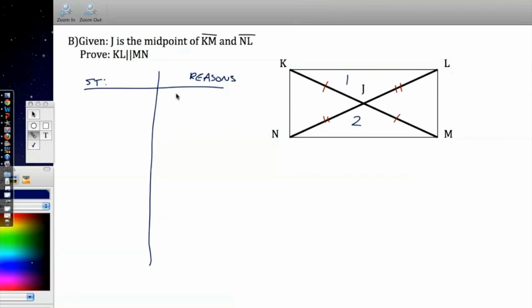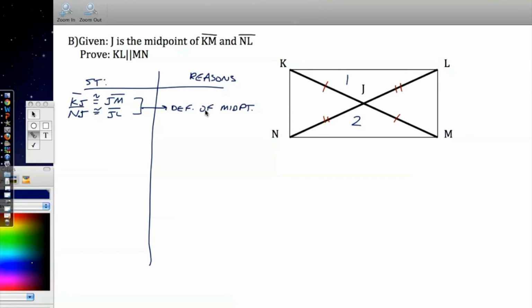First, I am going to try to say that KJ, the segment, is congruent to JM, and also I'm going to say NJ is congruent to JL, and both of these are going to be by the definition of midpoint. Okay? And so I've marked that already, definition of midpoint. So that's given, and definition of midpoint.